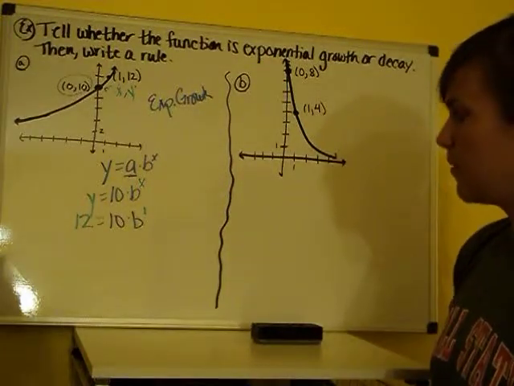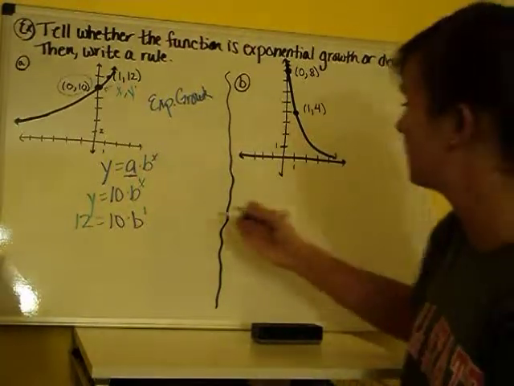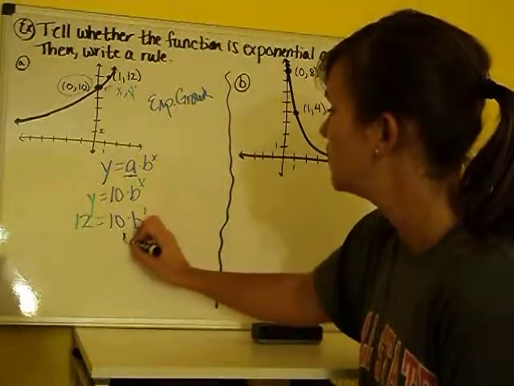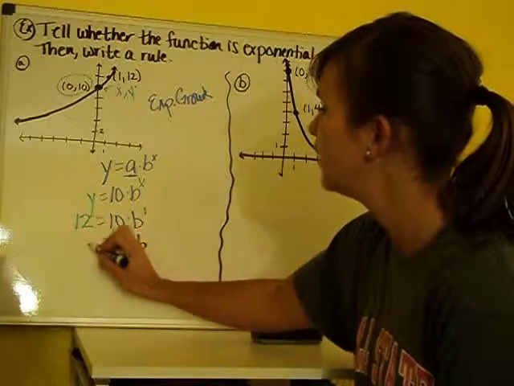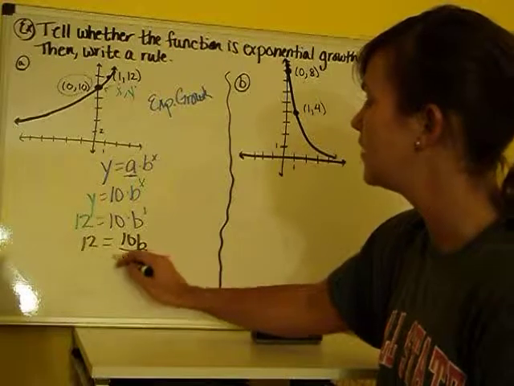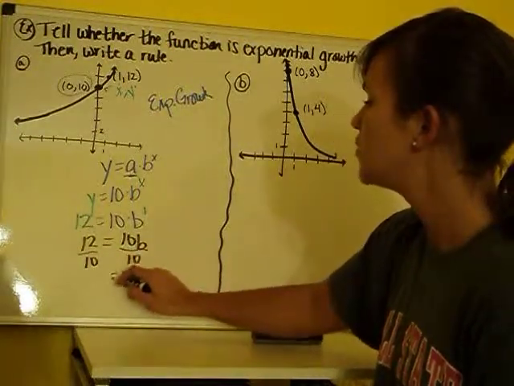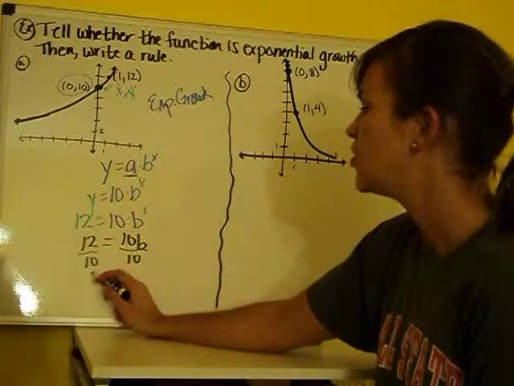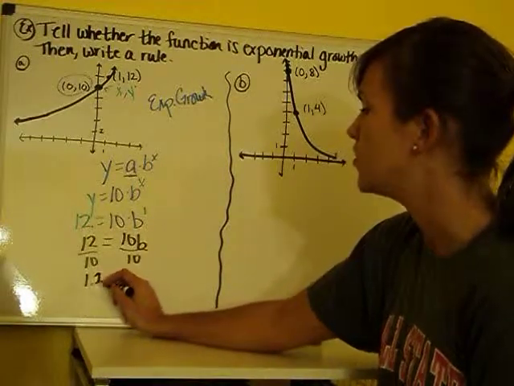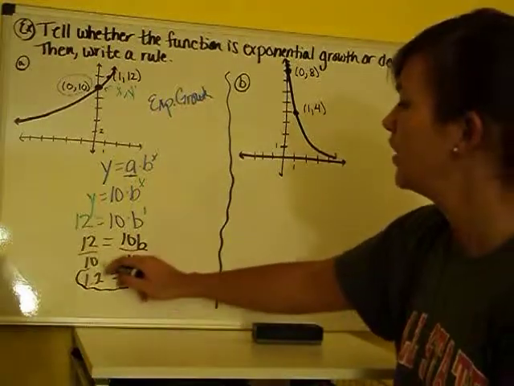Now if we solve this problem, b to the first power is b. So we are going to have 10b equals 12. To solve for b, I'm going to divide by 10. So b equals 12 tenths, which is 1.2. Yay. Are we done?